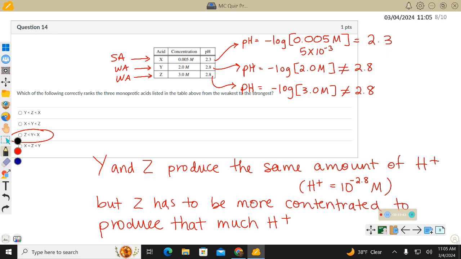From acids Y and Z, those guys are weak. Now to decide between the two, I know that if they have the same pH, there's the same amount of hydrogen in the solution, 10 to the negative 2.8 moles of hydrogen. But Z had to be even more concentrated in order to actually give me the same amount of hydrogen as solution Y. So for sure, X is the strongest and he would be strong. Y and Z are weak, but Z is the weakest with the least amount dissociated.